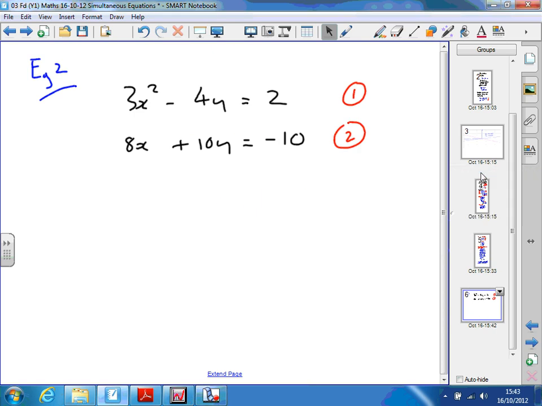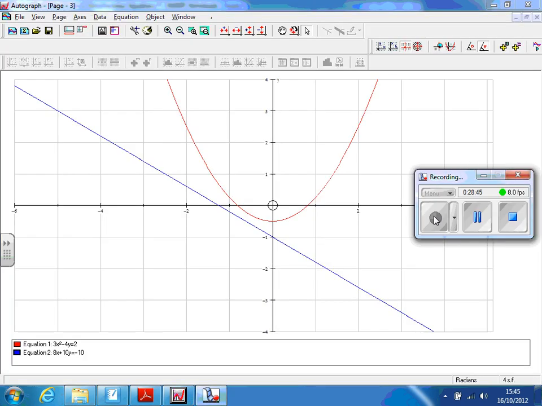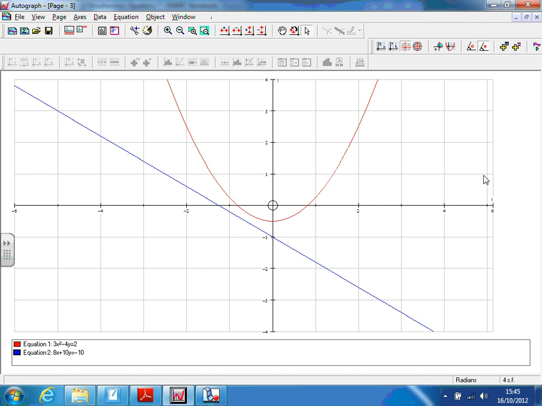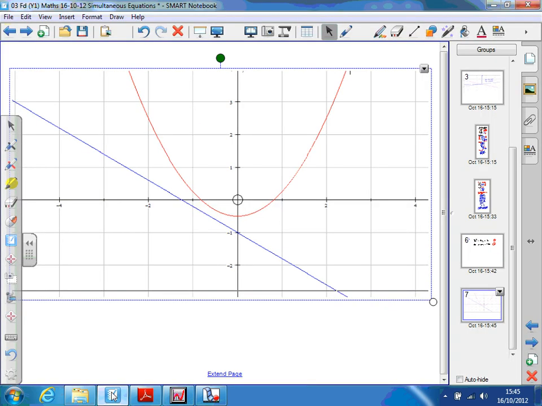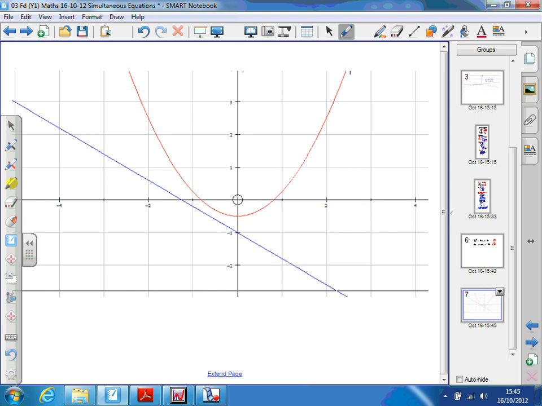So first job with something like this: is there a solution? So plot it on Autograph. If we plot it graphically, we can see there's no solution. There's no value of x and y that satisfies these two equations because the lines do not cross. So you can't do it. It's well worth plotting because there's not always a solution. So in this case, no solution.